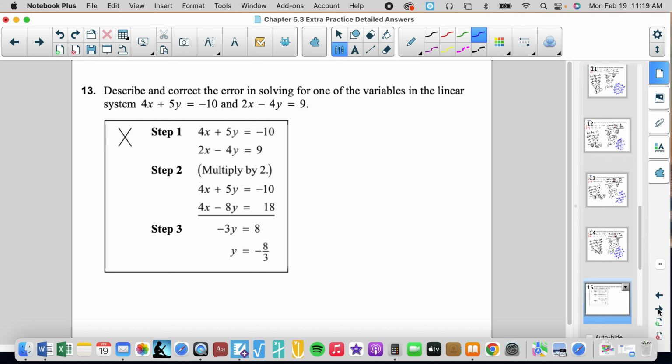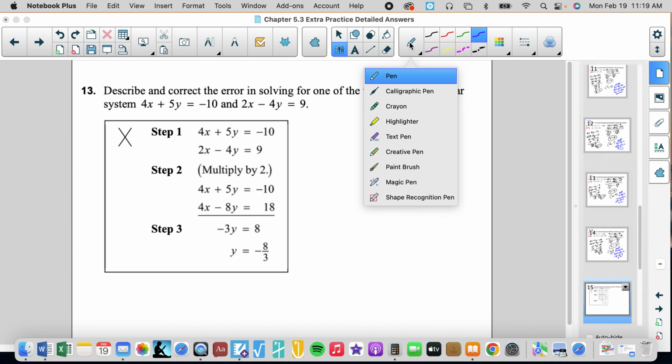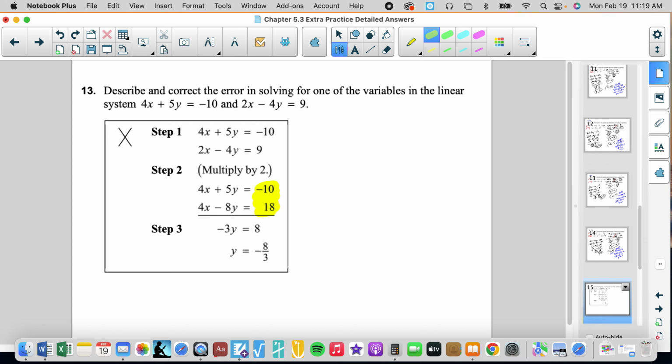So I'm going to multiply the bottom equation by 2. Okay, that gets 4x minus 8y equals 18. That's okay. When we combine, oh no, that's good. That's where we made our mistake. Oh, no we didn't. The linear equation system 4x plus 2x minus 4 equals 9. Describe and correct.